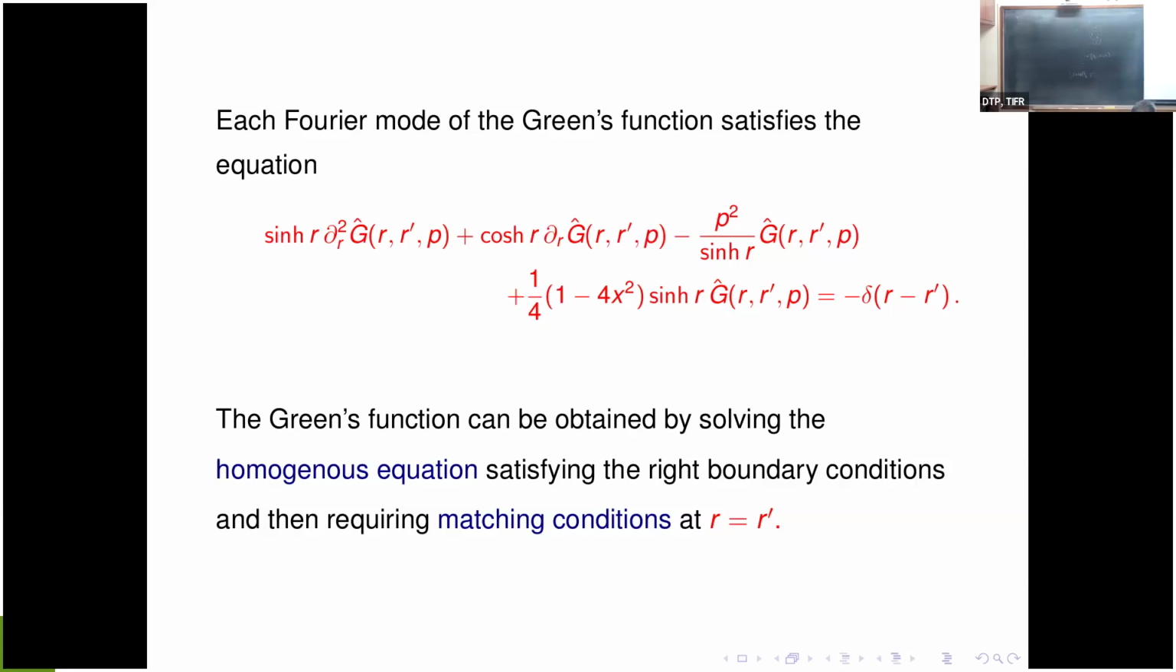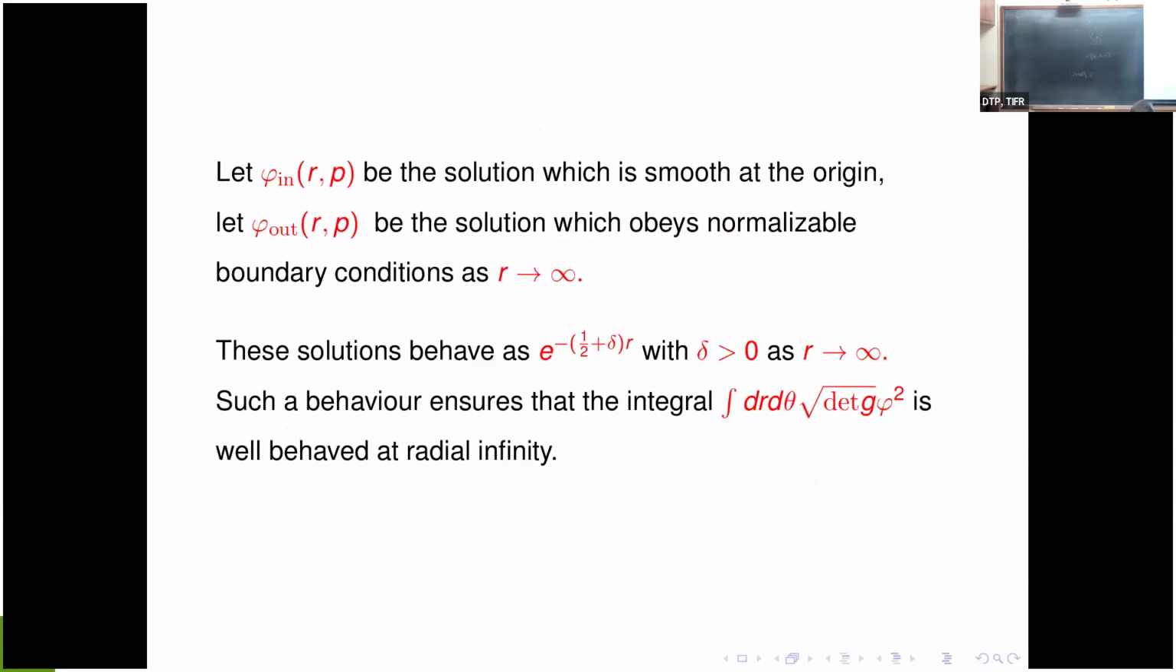We solve the homogeneous equation, and we impose boundary conditions on the left and the right. Then at r equals r prime, we have to put this kink kind of boundary condition, which incorporates the delta function. I guess all of us have done this problem, right? So here, we have to choose solutions. Let me draw a picture so that it is clear.